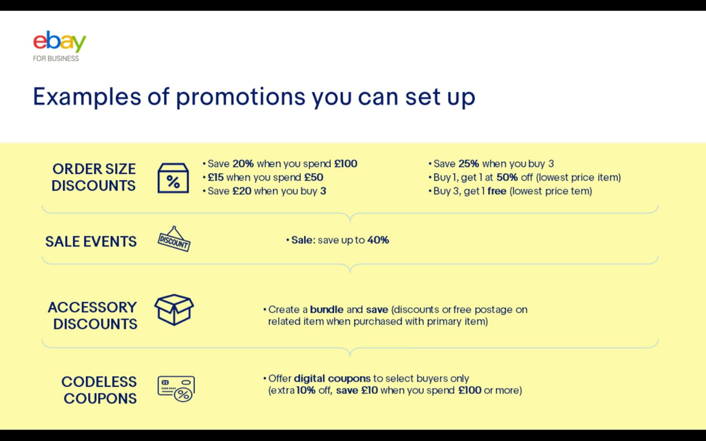There are several different types of promotions that you can set up using the Promotions Manager tool, and I've put some examples here on the screen. Order size discounts, that's your multi-buy offers. The sale events are the discount that you apply with Markdown Manager, and you use Promotions Manager to create the promotional page. Accessory discounts, typically on bundles, and codeless coupons are where you may want to reward your loyal buyers on eBay with an offer that's just for them.